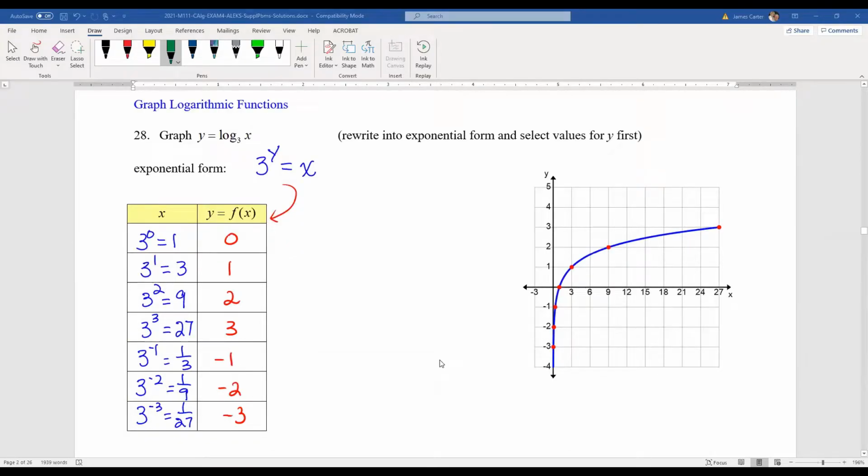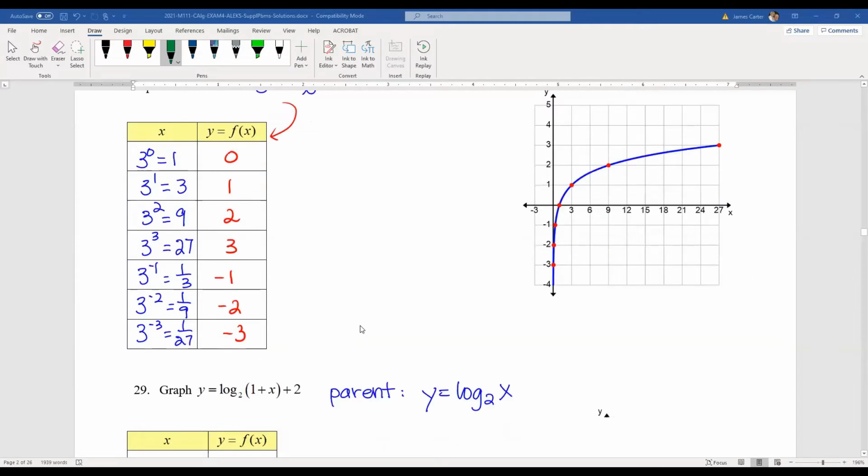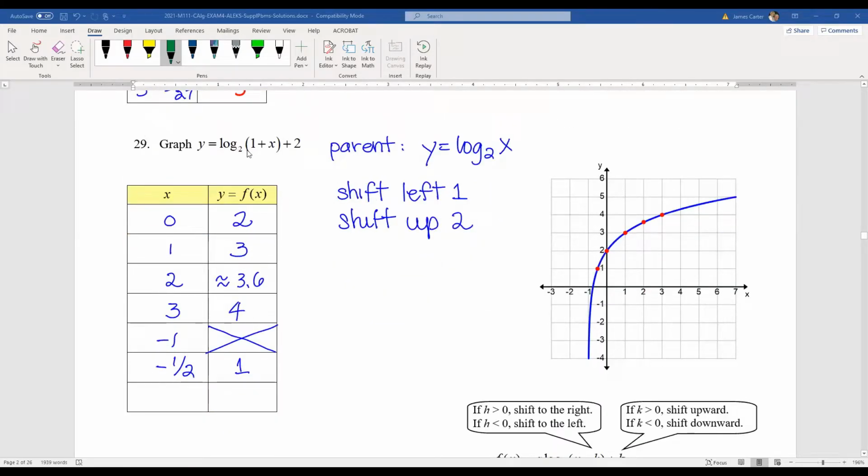Graphs of logarithms, okay. We didn't do much of this on the test. You can make yourself an XY table and graph it. This one is a transformed one. In other words, we're going to shift left 1, and we're also going to go up 2 compared to this.